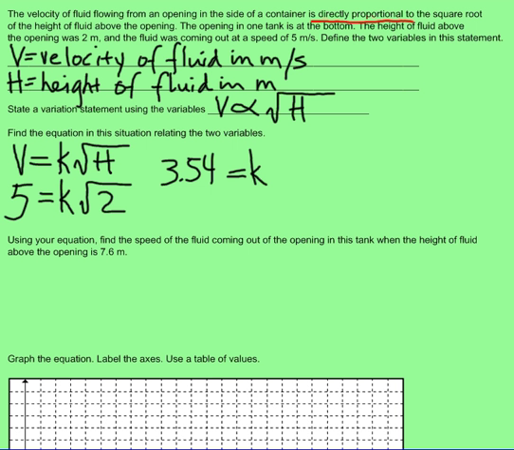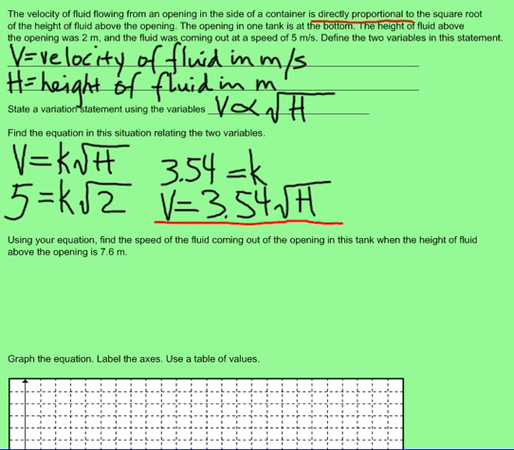There are no units on the K. Well, there are actually units on the K, but we're not going to want that in our equation. We're simply going to leave this at 3.54. And the equation, so we're not done yet, we have to write down the equation, is V equals 3.54 square root H. So the equation leaves the variables there and subs in the K number.